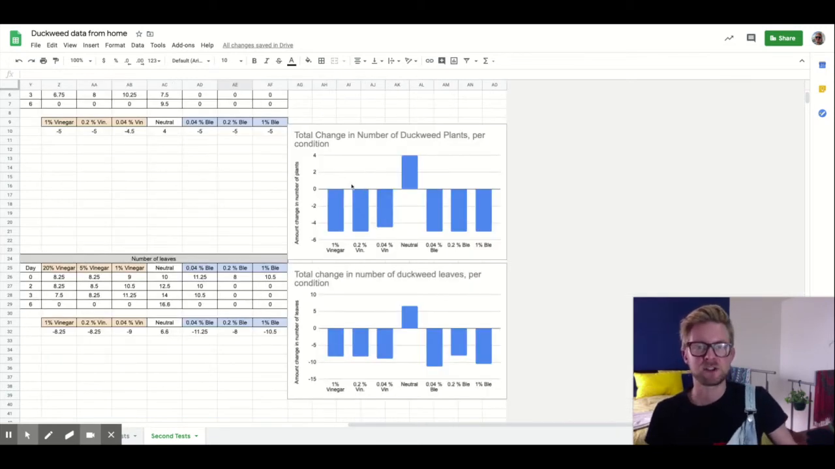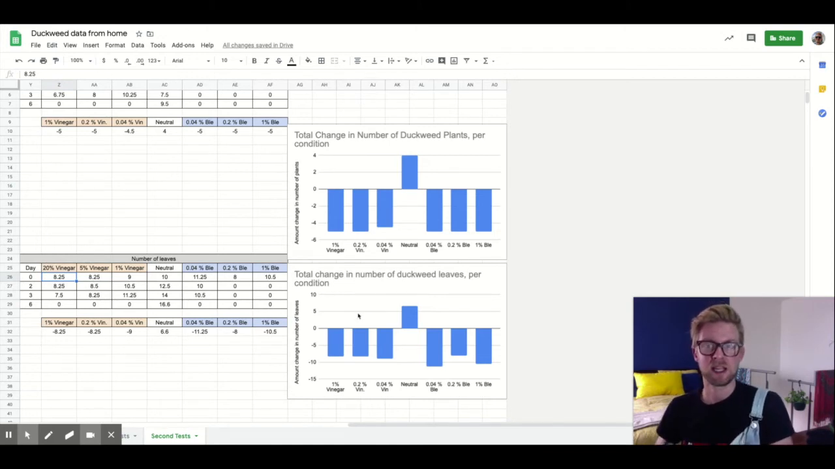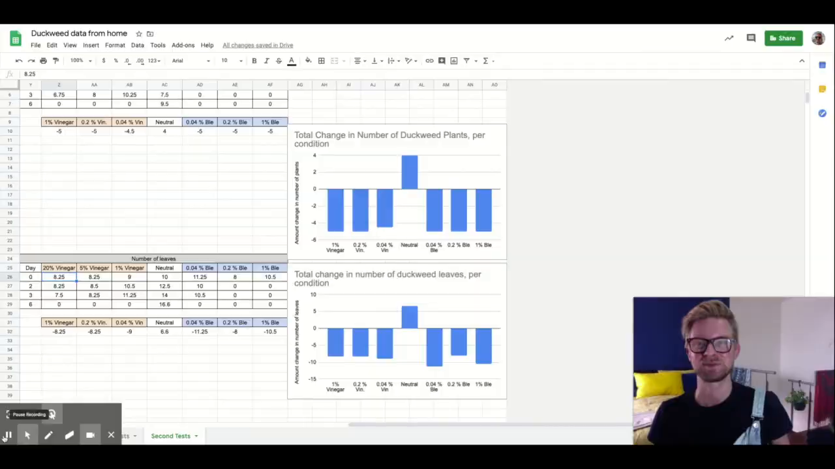If we look at the other two graphs, the column graphs that just show the total change in the number of duckweed plants and leaves per condition, comparing the final and the starting day, what we can see is that the only condition where duckweed plants grew, increasing the number of leaves and plants, was the neutral condition. All else saw a decrease.